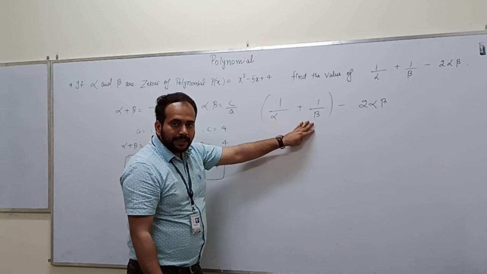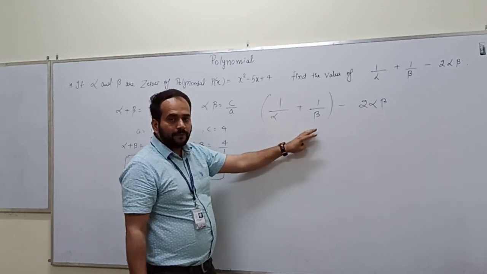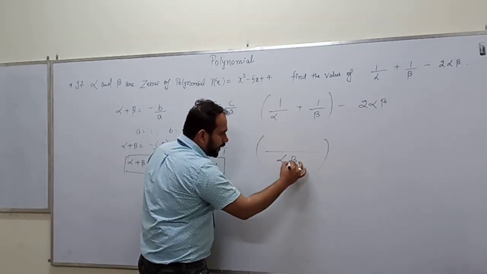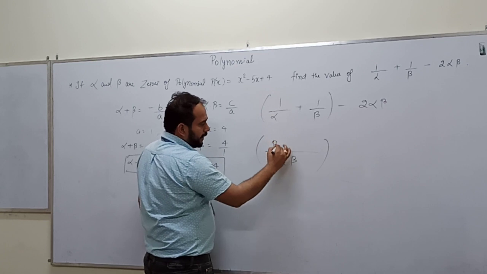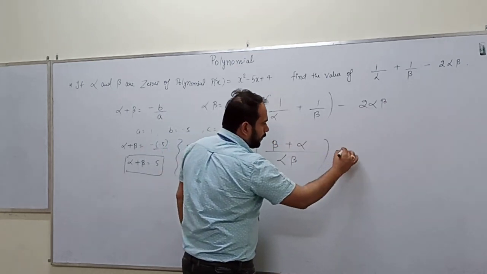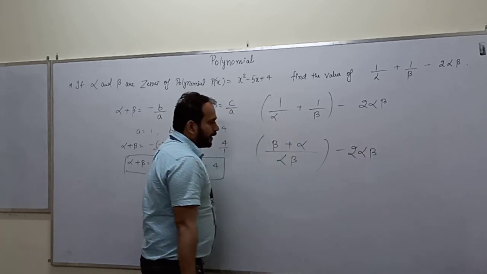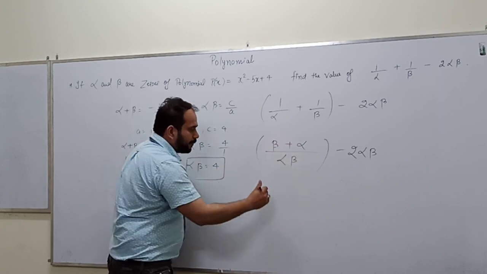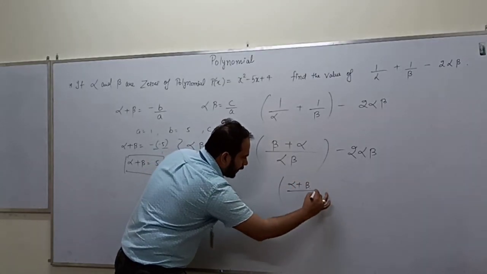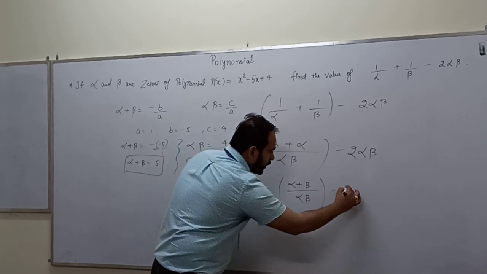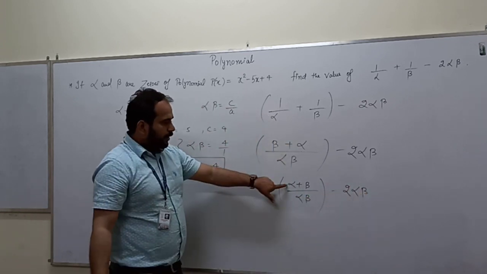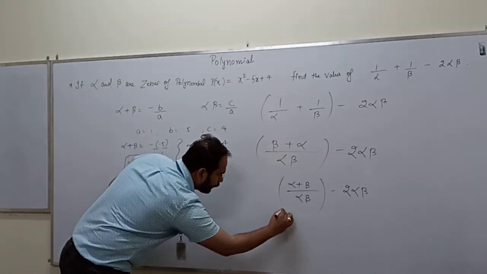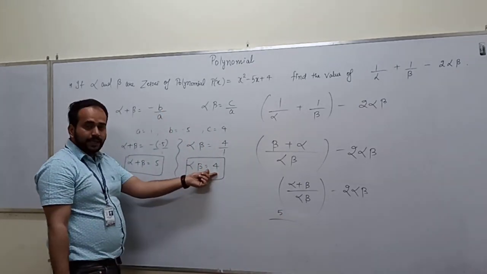Let's start by taking the LCM. As I have previously told you, what will be the LCM of alpha and beta? LCM of alpha and beta will be simply alpha beta. In numerator, what will I get? Beta plus alpha minus 2 alpha beta. As we all know that addition is commutative, so beta plus alpha is equals to alpha plus beta. It simply means I am having alpha plus beta divided by alpha beta, minus twice of alpha beta. Now I can put the values of them. What was alpha plus beta? It was equals to 5. So 5 upon alpha into beta is 4.